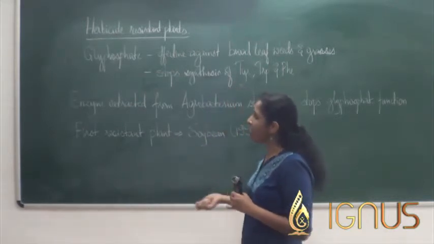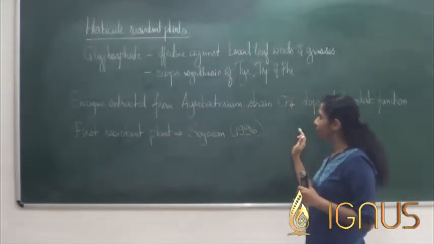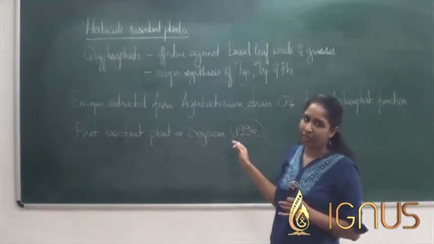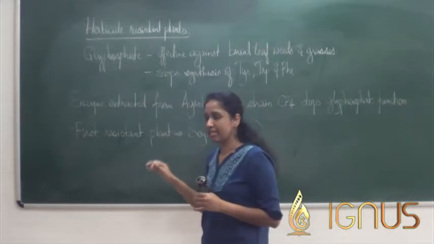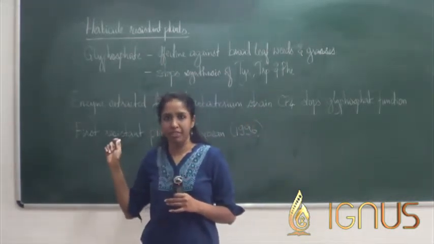How it was done was that there was an enzyme extracted from the strain CP4 of Agrobacterium. So CP4 strain of Agrobacterium synthesizes an enzyme which actually stops the function of the glyphosate herbicide.